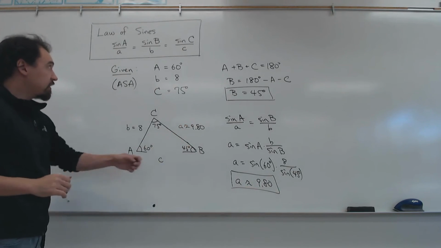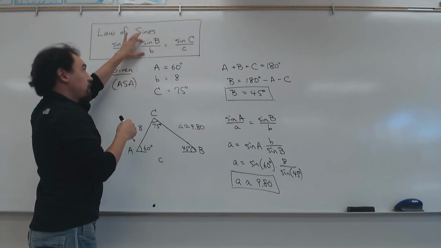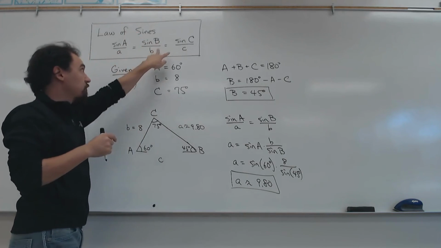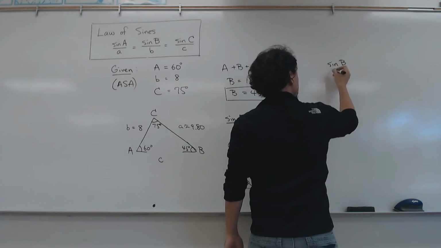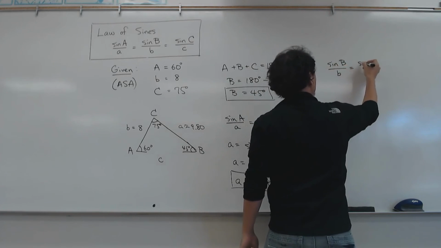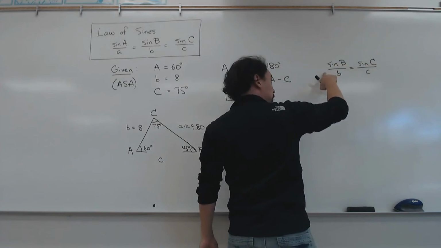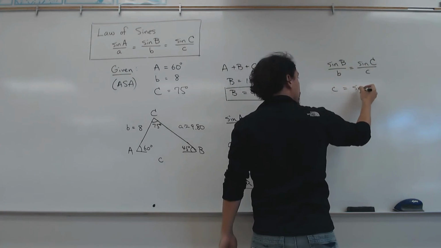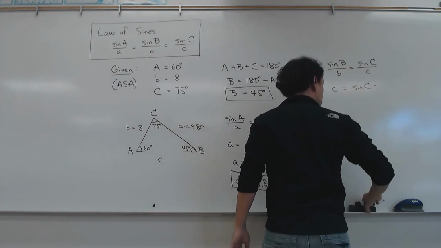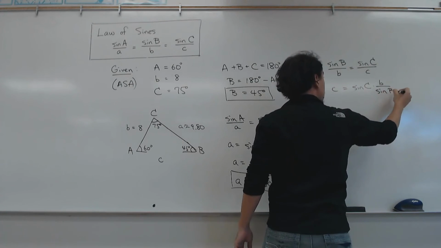The last side, we'll use the same argument. We have these two pieces of information in that ratio. We would like lowercase c, so we'll use the right equality. We want side length c, so we'll solve, multiply c to the other side, multiply the reciprocal to the other side. c is equal to sine of capital C times b over sine of angle B.